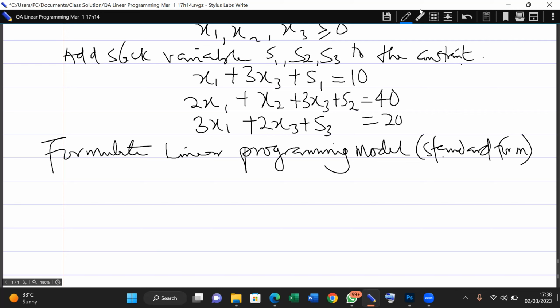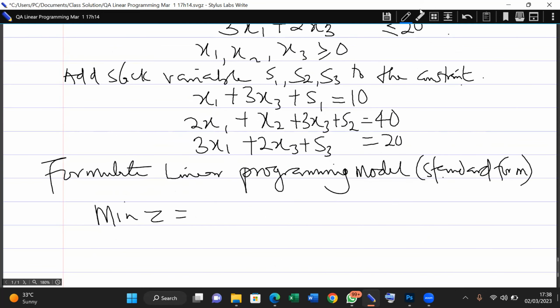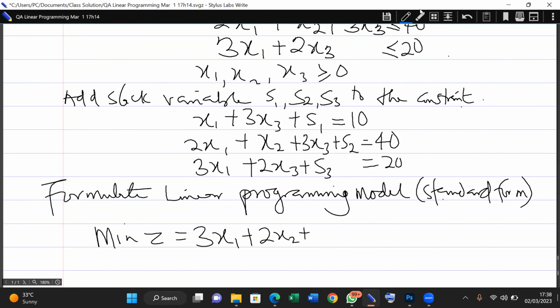Your first one, start from your minimize. We are minimizing our z equal to 3x1 plus 2x2 plus x3. You will now add your slack variable.